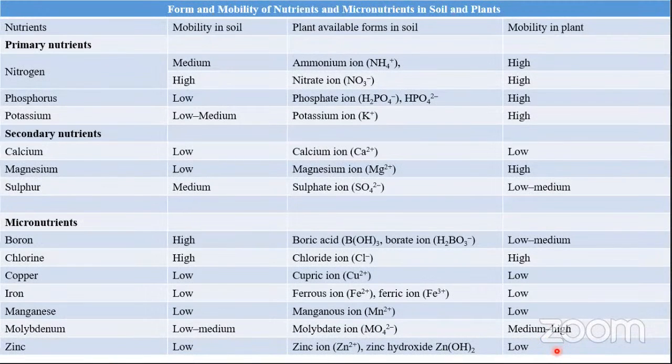This slide is very important, students. You will definitely get at least one or two questions from it. So please focus on this important slide.